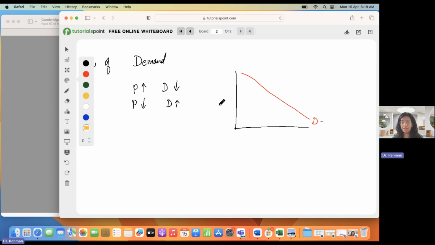Why? Because if the price increases from P to P dash, let's say this is price and this is quantity demanded. So what will happen is at P, the quantity sold is Q, but at P dash, the quantity sold is Q dash. So as the price increased from P to P dash, the quantity decreased from Q to Q dash.